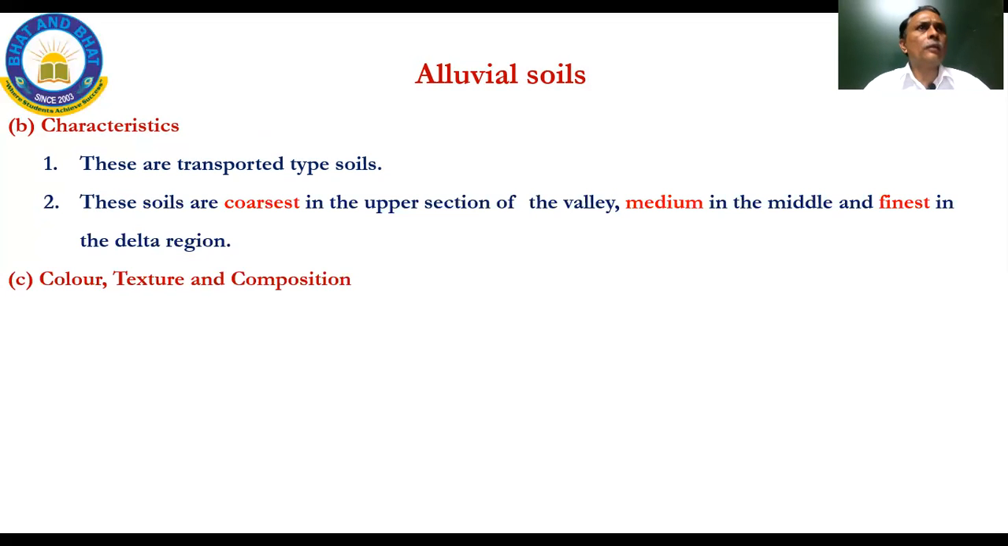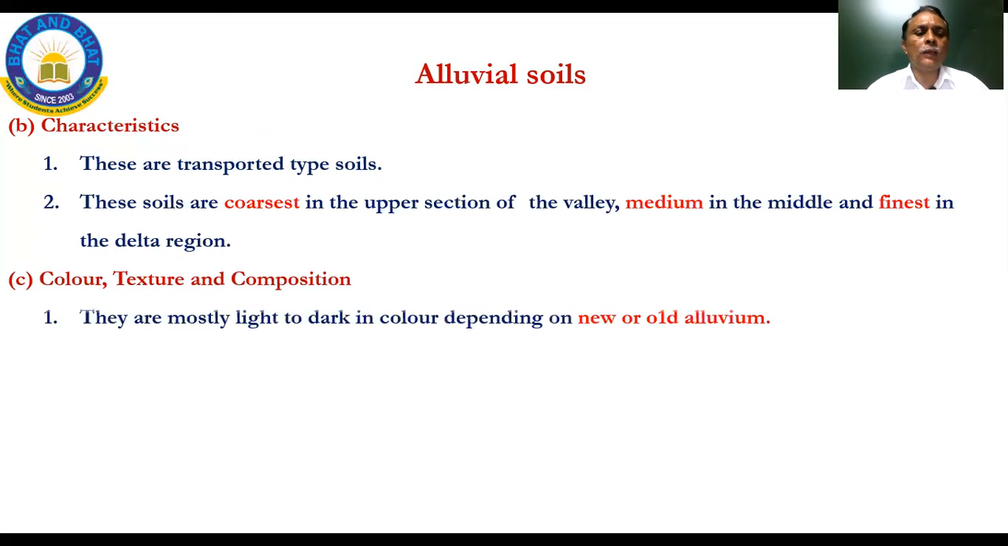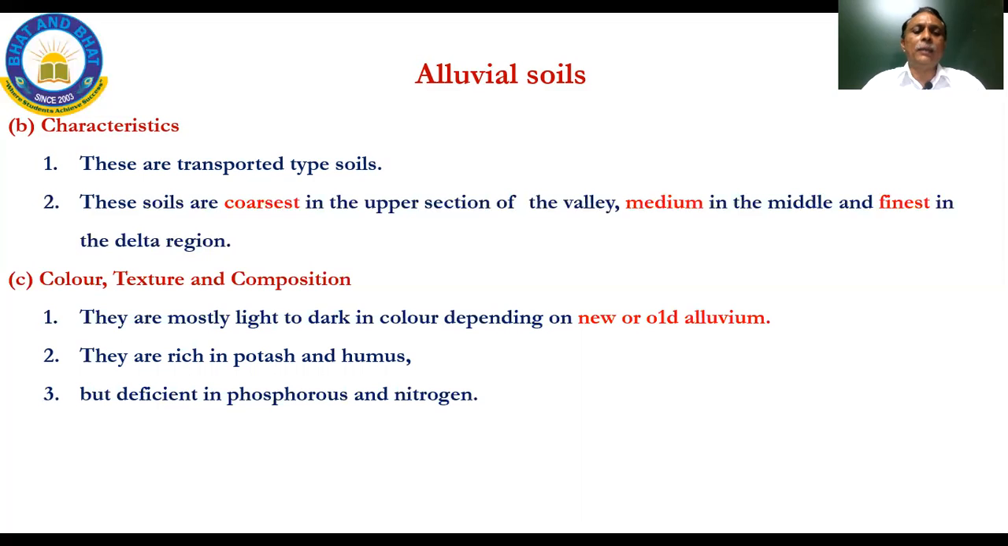Now, the third component here is color, texture, and composition. They are mostly light to dark in color depending on new or old alluvium. They are rich in potash and humus, but deficient in phosphorus and nitrogen.